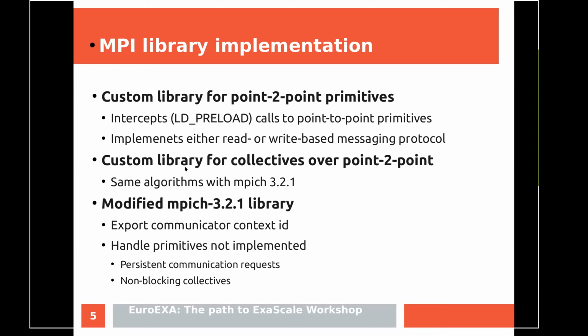So the second entity is a custom library, again, that implements collective primitives. And we use the algorithms and the switching points for changing algorithms the same as in the case of the point-to-point library. And finally, the third entity needed for our MPI environment is a modified MPICH library. The modifications are needed to export the communicator context ID, a 16-bit identifier that identifies the context, which is part of the message envelope. And we want this modified MPICH library to handle primitives that we do not implement in the other two libraries. For example, the persistent communication requests that I mentioned, and for example, the non-blocking collective primitives that we do not implement in the second library.